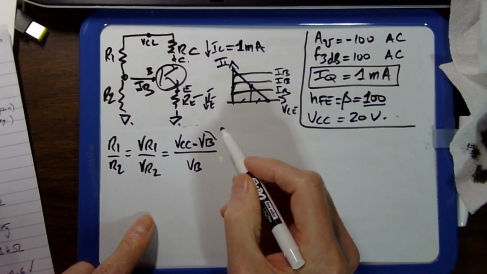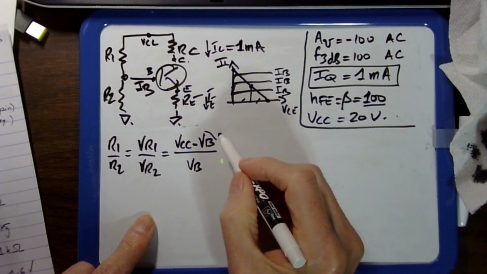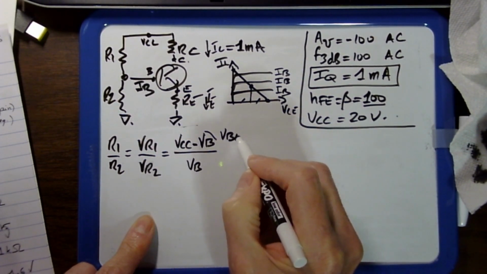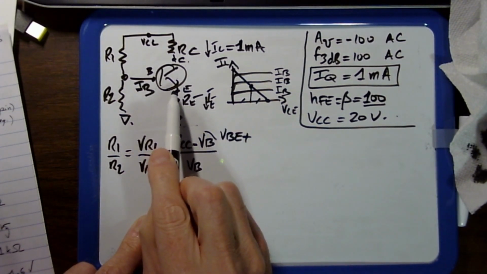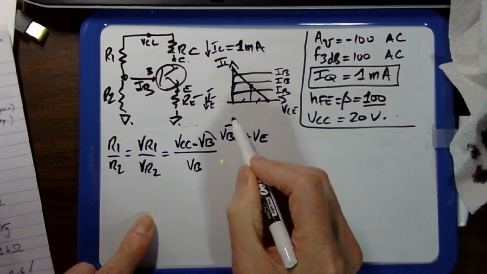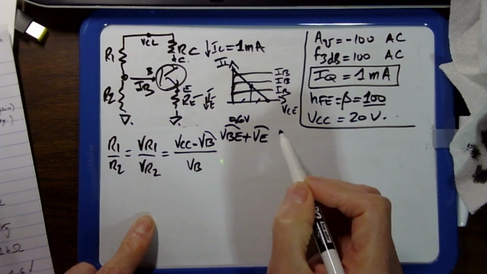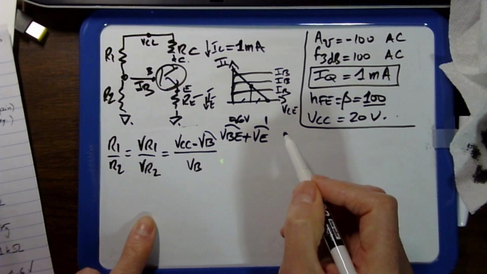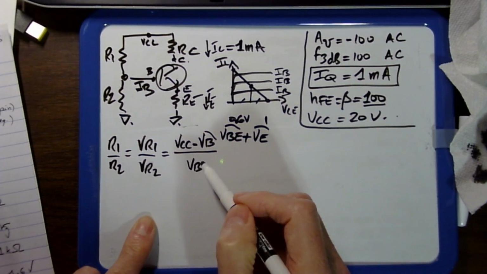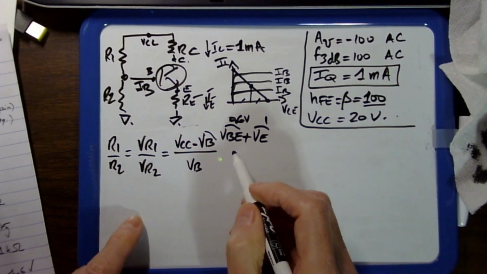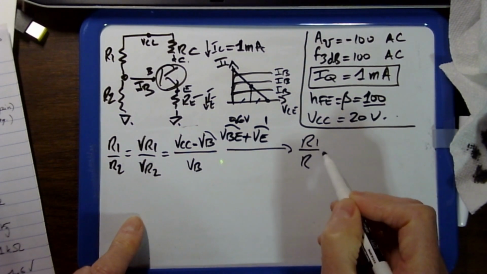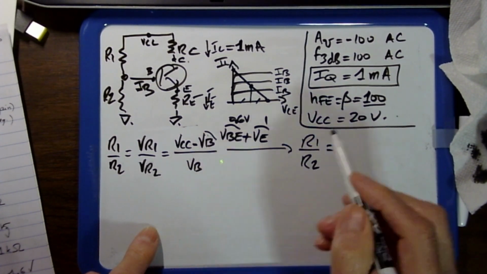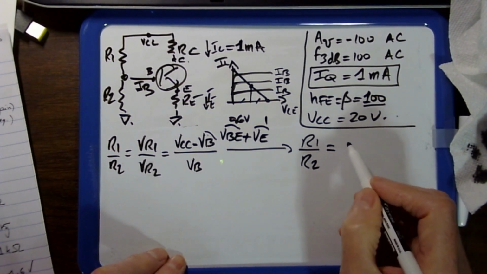So what is VB? By KVL, VB is equal to VBE plus VE. VBE is 0.6 volts, and VE, which was not computed but assumed, is 1 volt. And VCC we know. So we're all set here. That gives you R1 over R2 equal to... VCC is 20, VB is equal to 1.6, so 1.6 here and 1.6 there. It gives you R1 over R2 equal to 11.5.